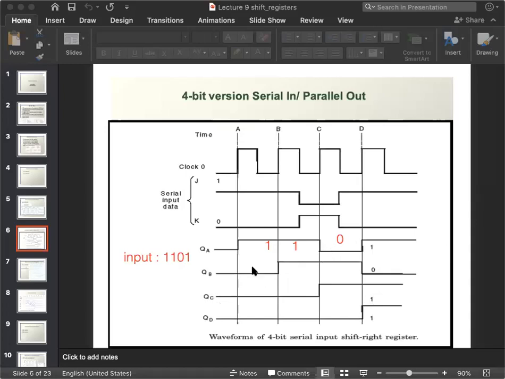Then on the second clock beat, everyone will shift one by one, and the second last will go as an output. In the third clock beat, the third last will go as output, and in the last beat the last one will go as an output. So this is the way you will get your input as an output.